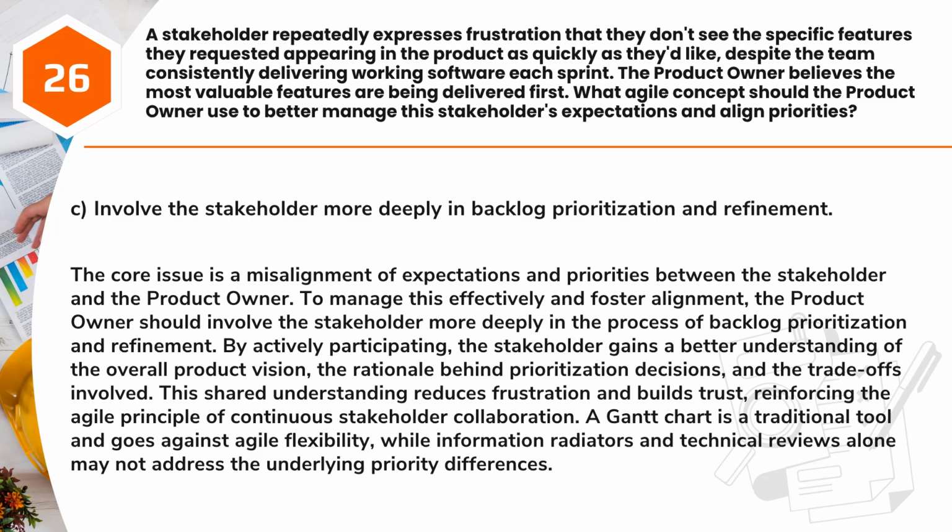This shared understanding reduces frustration and builds trust, reinforcing the Agile principle of continuous stakeholder collaboration. A Gantt chart is a traditional tool and goes against Agile flexibility, while information radiators and technical reviews alone may not address the underlying priority differences.